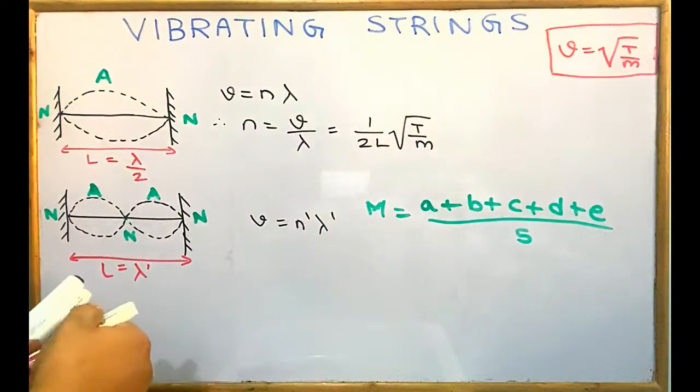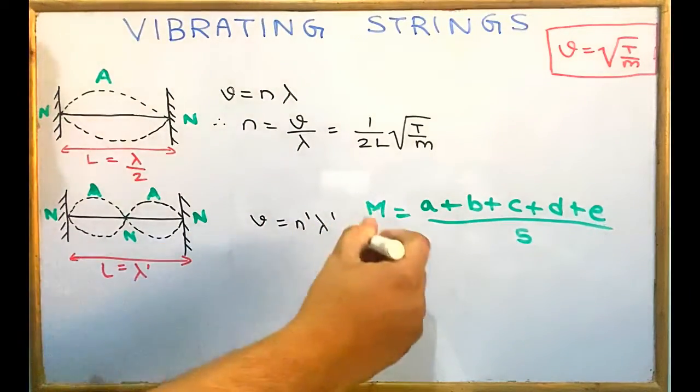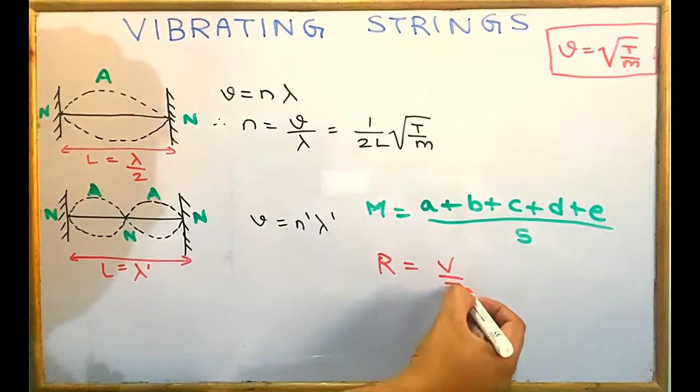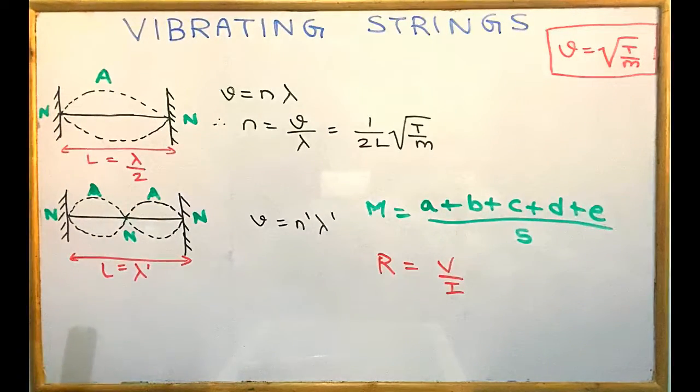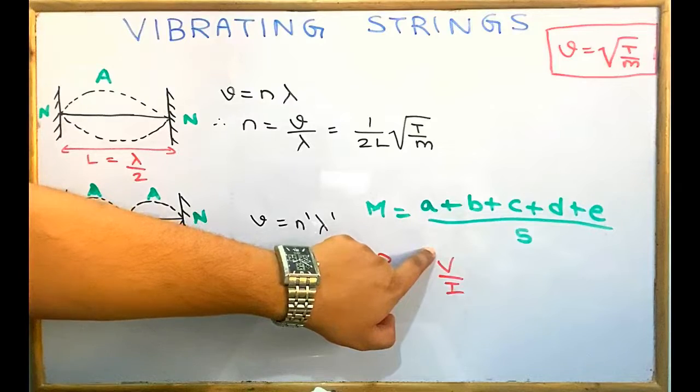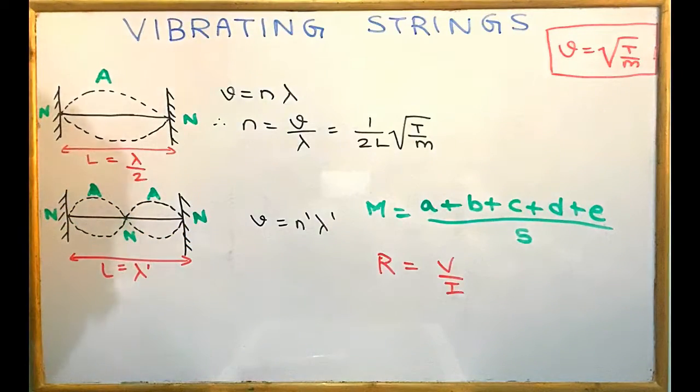Or I'll give you one more example. Let's say R is equal to V upon I. So can I say the resistance of a material, say a wire, depends on the voltage V applied across it? Can I say it is directly proportional to the voltage V? The answer is no. R does not depend on V.